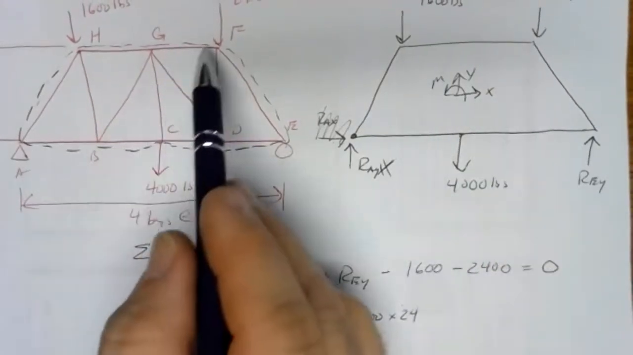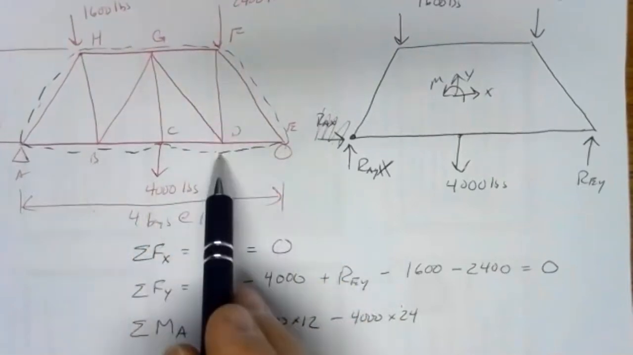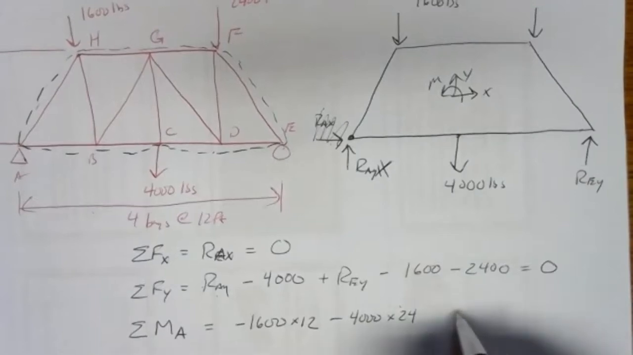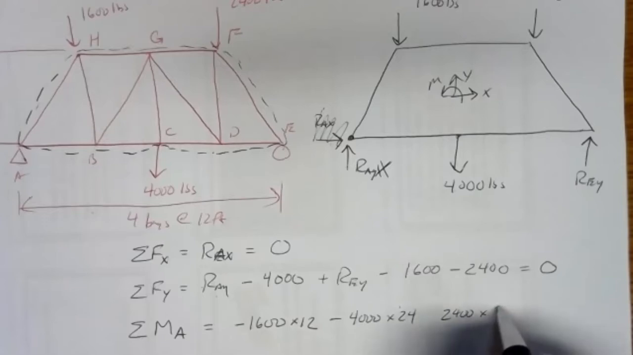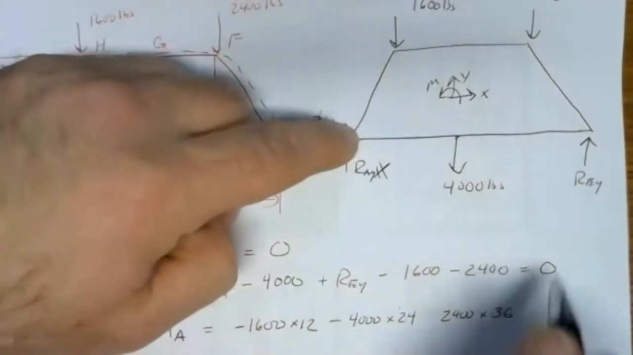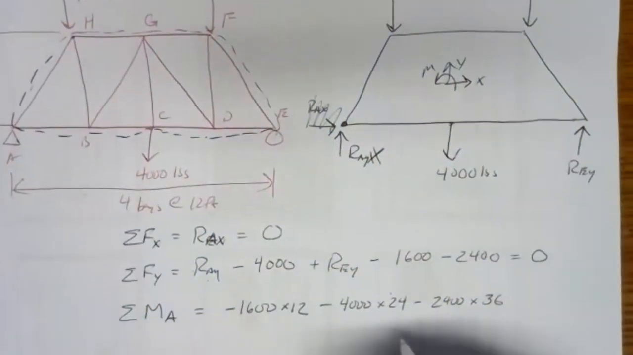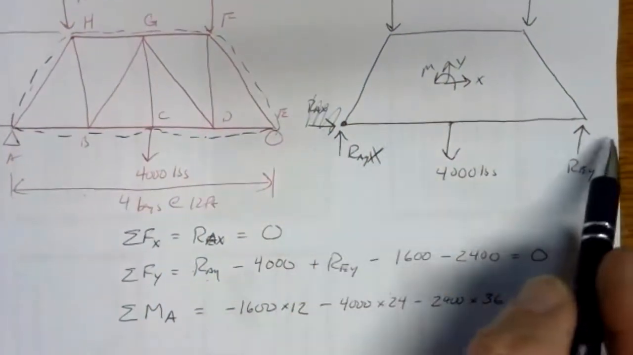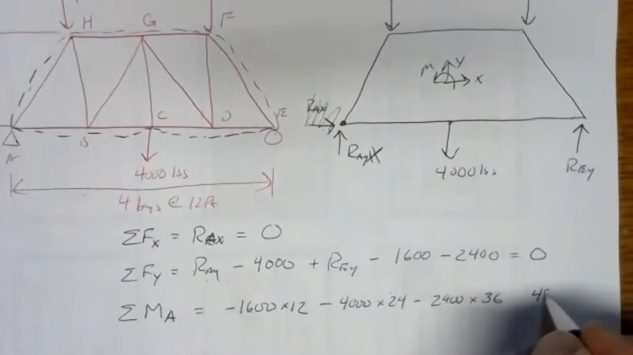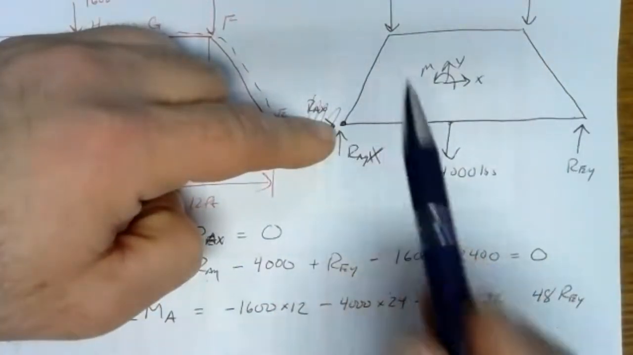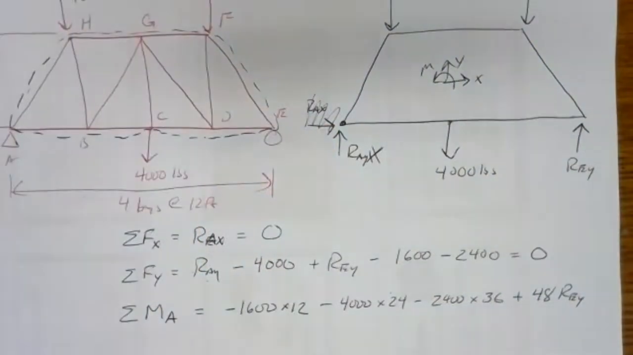We've got 2,400 pounds. That's pushing down here with a line of action that goes through D. D is 36 feet from A. So that's our arm there. We've got 2,400 pounds times 36. Pinned at A, pushing down, clockwise moment. So that's also negative. And then we have REY. REY is 48 feet away, so it's 48 REY. Pinned at A, pushing up at E, that's a counterclockwise moment, and counterclockwise moments are positive.